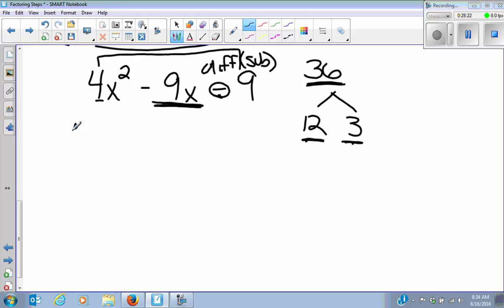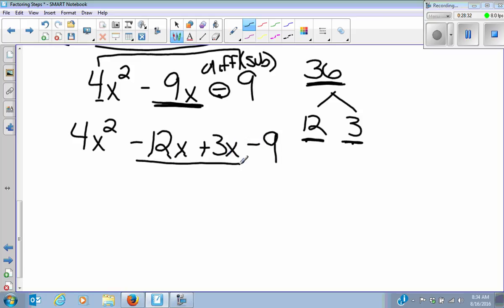Because when I write this down like this, when I combine these, does that get me to a negative 9x? If this 12 had been positive and I had written this as a negative, what would my value have been? A positive 9, which would not be equivalent, and there's where I would have made my mistake.